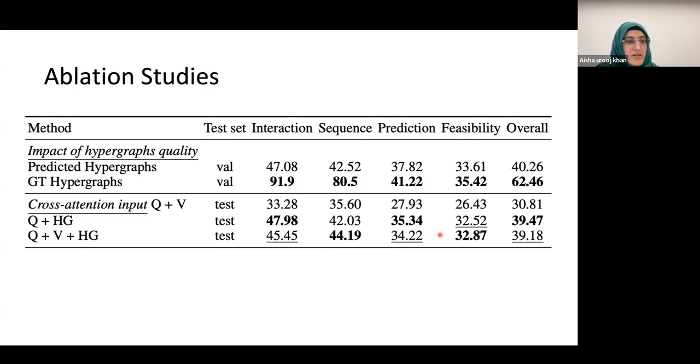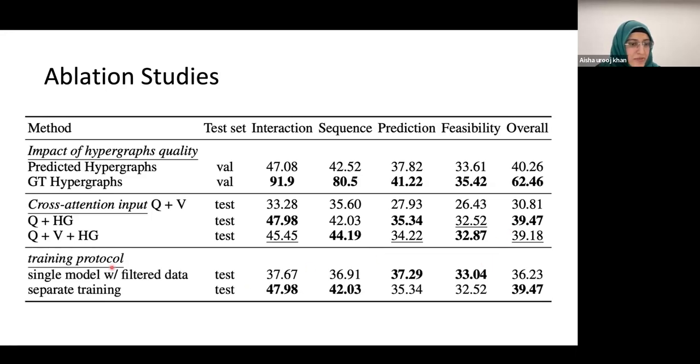We also tried different combinations of doing cross attention between the question and vision modality. So first thing was this was our final choice. We were taking the hypergraphs with the question. We could also take the hypergraphs as well as the video with the question. But we saw no significant gain. Actually, just using the hypergraph gave us slightly better performance.